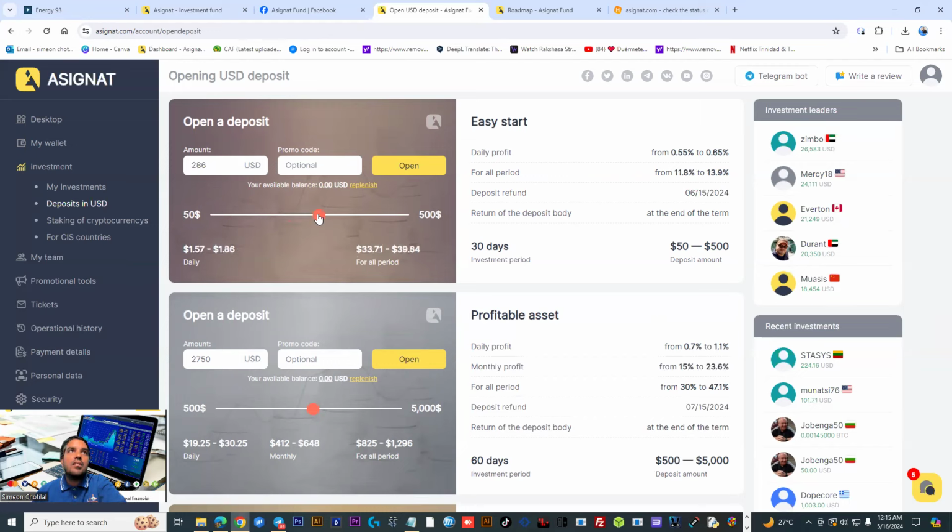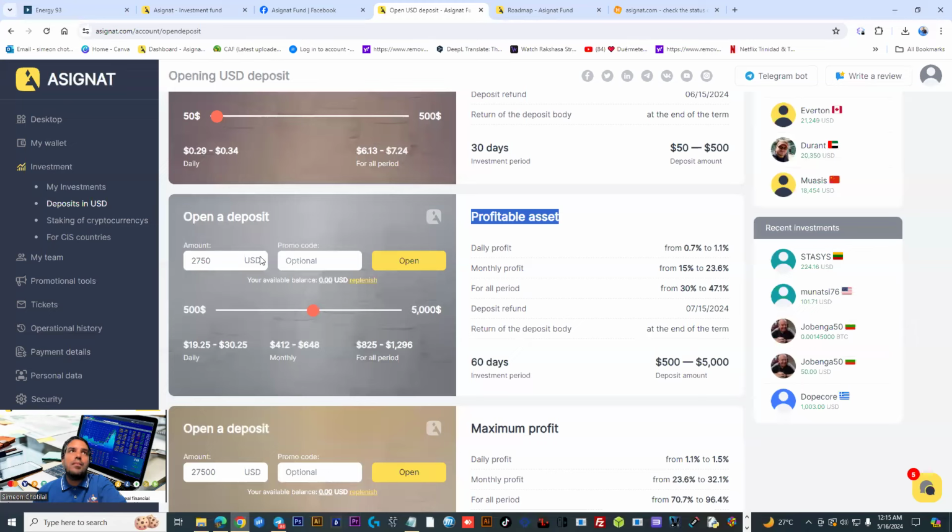So you could always adjust the slider here. You're going to see different adjustments here as well. There's the profitable asset and next plan available. Minimum it's 500, and you could come in here and earn 0.70 to 1.1% a day. You could see a proper breakdown here. This particular plan is for 60 days. The one before is 30 days.